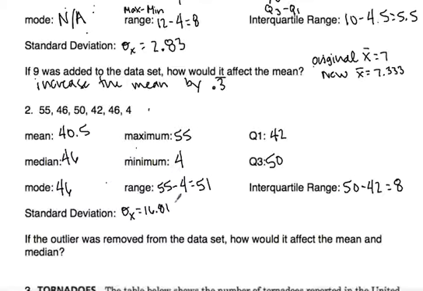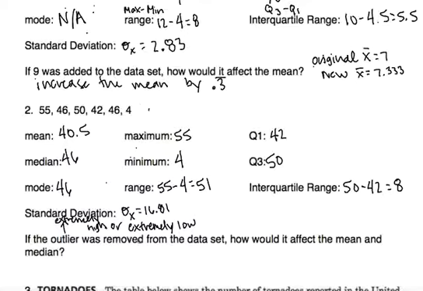The next question says, if the outlier was removed from the data set, how would it affect the mean and the median? So yesterday we talked briefly when we were talking about vocabulary about the word outlier. So outlier means extremely high or extremely low. So we're looking for, in our data set, the number that seems to be way off from the others. So if I look in the data set, I can see that the number that's way off would be the 4. So the 4 is going to be our extremely low outlier.